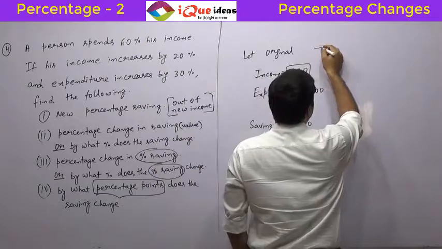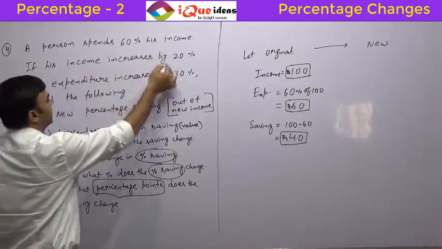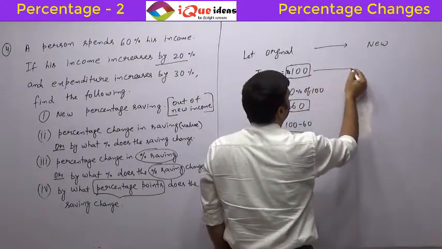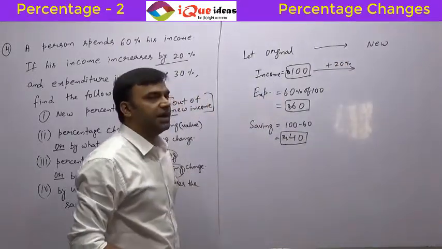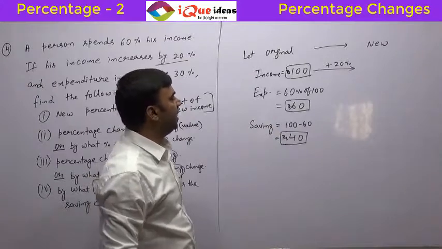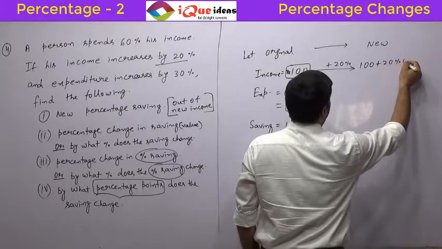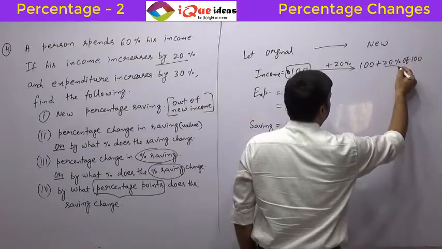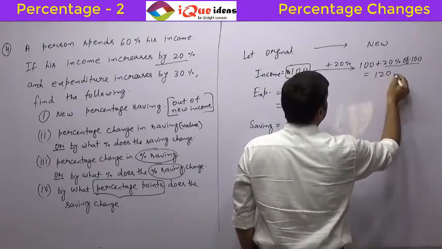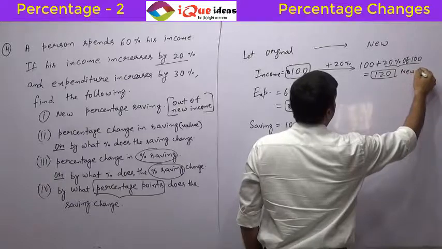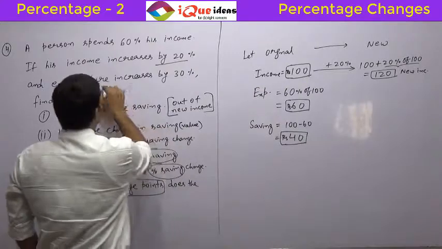Alright, now, in the new situation, what is happening? The income is increasing by 20%. So whatever is the income here, let's increase it by 20%. Right? How do you increase anything? You add the value. How do you add in this case? So original income is 100 plus 20% of 100. Now 20% of 100 is very easy to calculate. It is 20. So 100 plus 20 is 120. So the new income is 120.